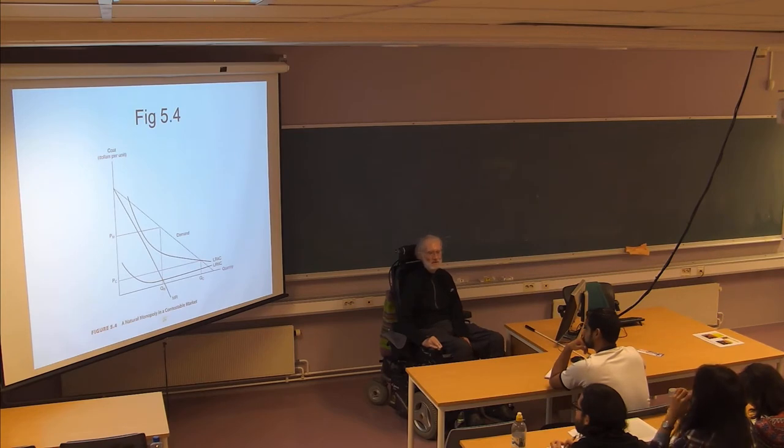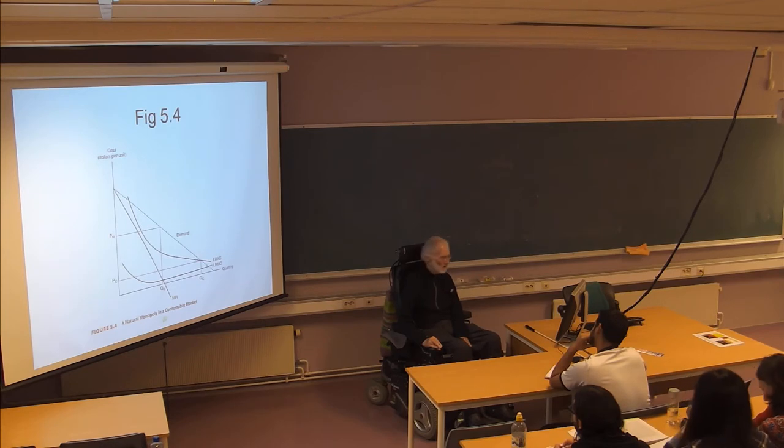Why cannot this solution exist? Because a newcomer will know that by just underbidding the incumbent marginally, PM minus delta, the newcomer will enter and capture the entire market, that will be QM plus delta. So the incumbent will be displaced and the newcomer will take over.